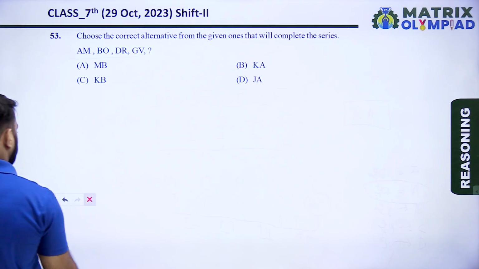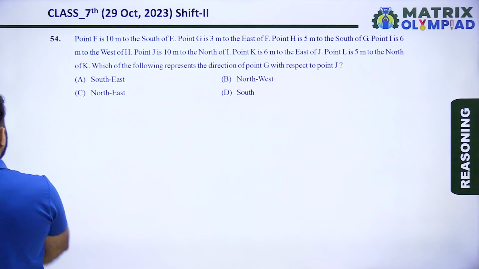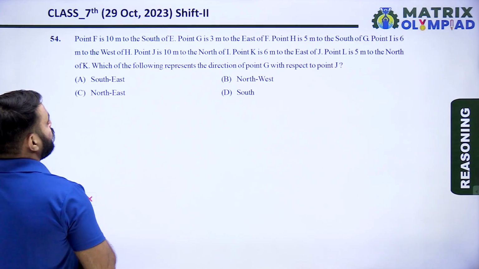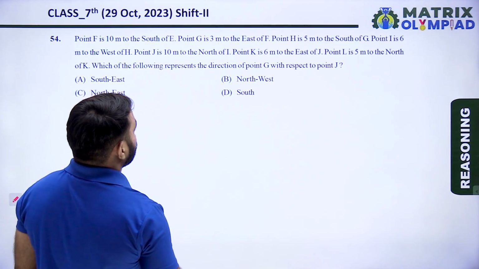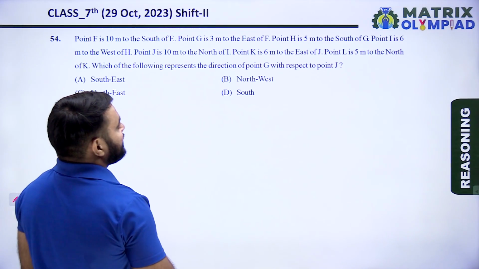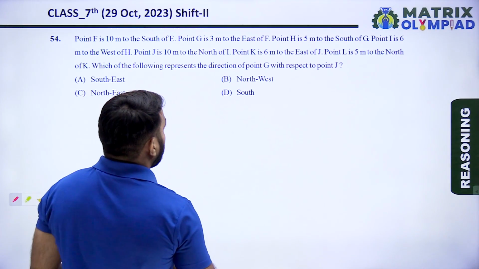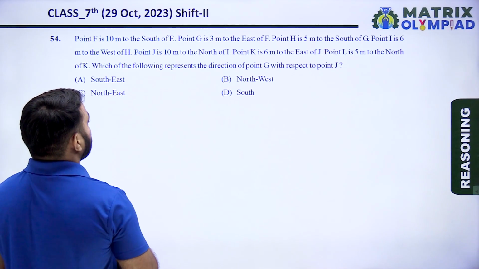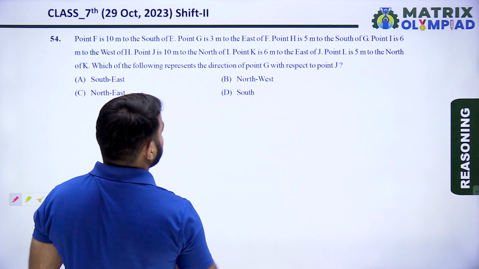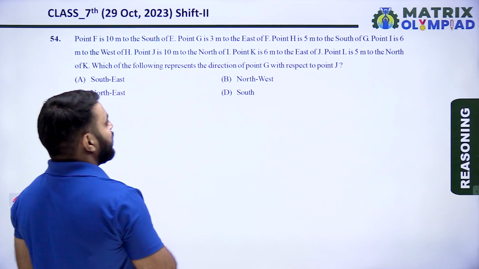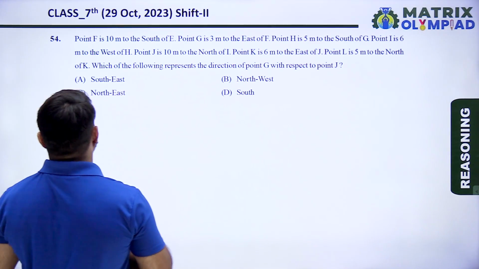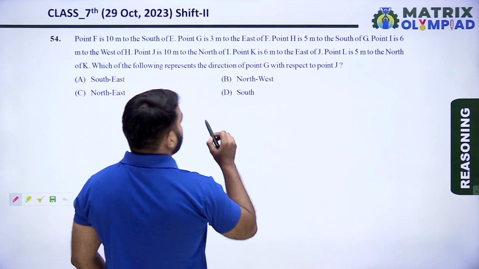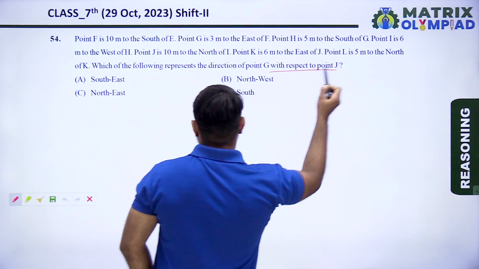So let's move on to the next question. Question number 54. Point F is 10 meter to the south of E. Point G is 3 meter to the east of F. Point H is 5 meter to the south of G. Point I is 6 meter to the west of H. Point J is 10 meter to the north of I. Point K is 6 meter to the east of J. Point L is 5 meter to the north of K. Which of the following represents the direction of point G with respect to point J?